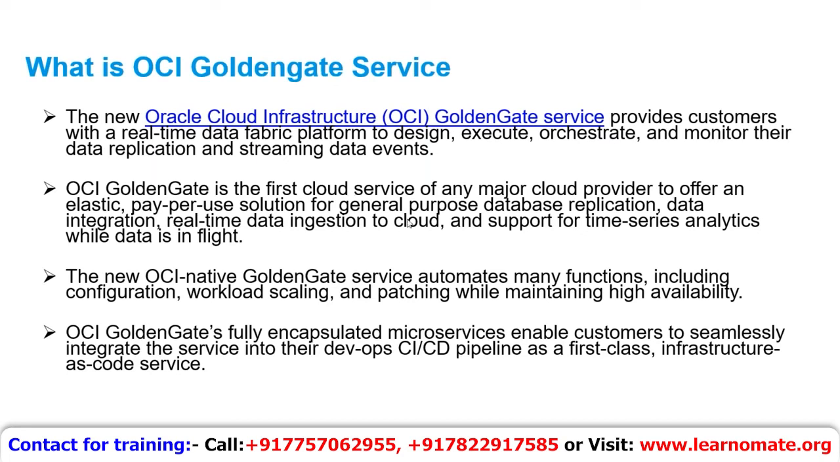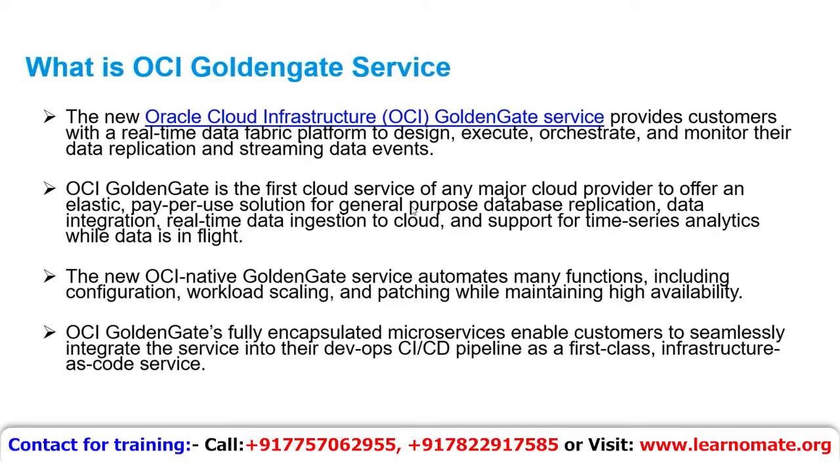OCI GoldenGate is the first cloud service of the major cloud providers to offer an elastic pay-per-use solution for general purpose database replication, data integration, real-time data ingest to cloud, and support for time series analytics while data is in flight. Oracle is the first cloud provider to offer a pay-per-use GoldenGate solution. For example, if you're using GoldenGate for an hour, you will be billed for an hour, and while your services are down, you won't be billed anything. So you pay only for what you use.